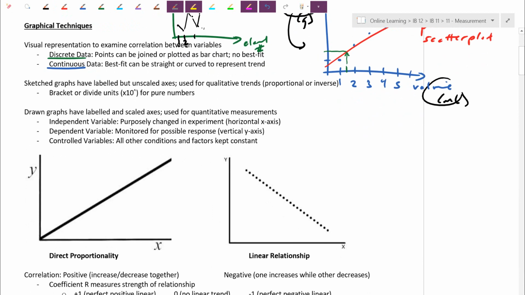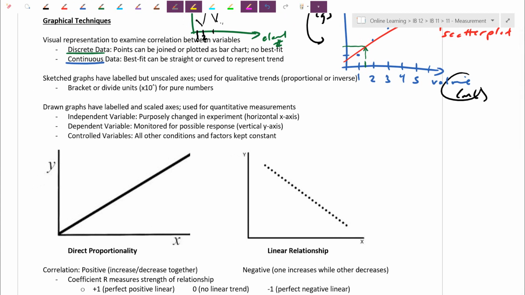We're just going to talk about some more terminology here. Graphs can be either sketched or drawn. A sketched graph basically shows you the relationship, but it has nothing that's scaled. It just generally gives you a qualitative comparison. It generally says, do they follow each other? Are they proportional? Or are they inverses of each other? A direct proportionality is sketched because I don't actually have the markings along here. But basically, when x is small, I see my y is small. As x gets bigger, we see that y gets bigger. That would be indicative of a proportional relationship.